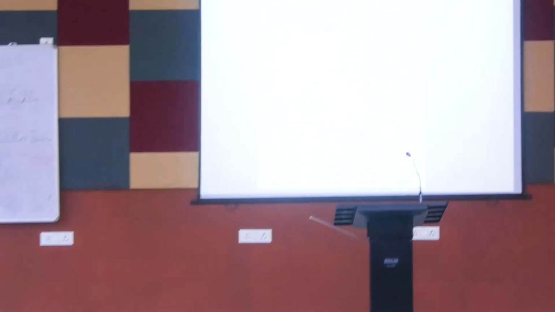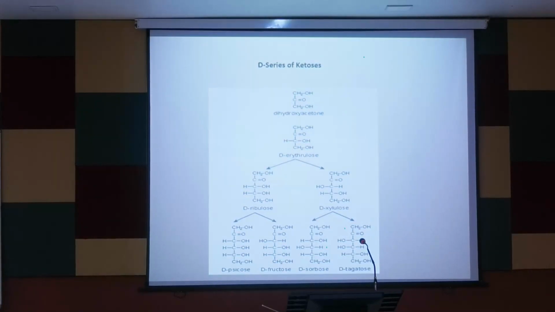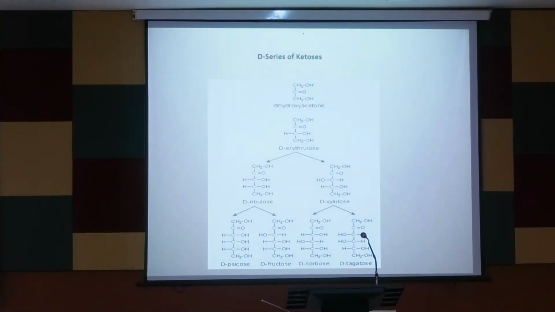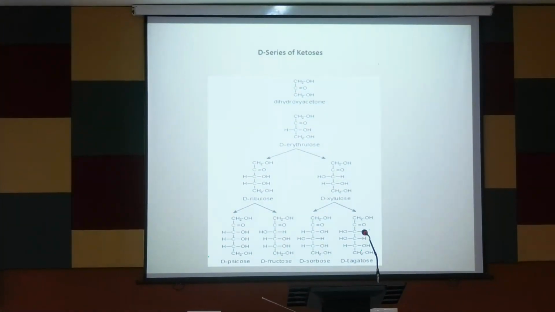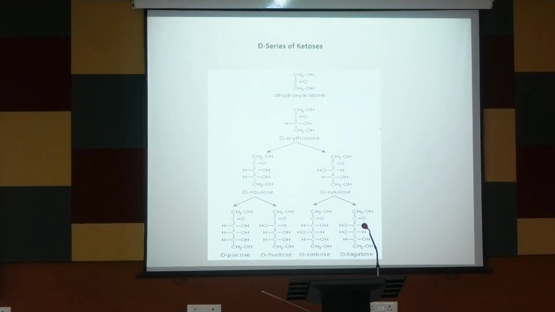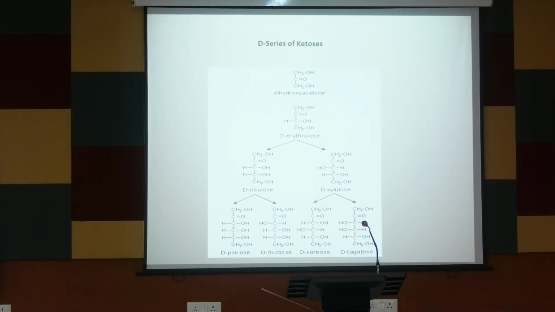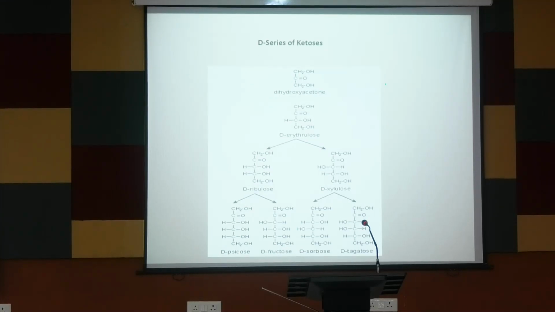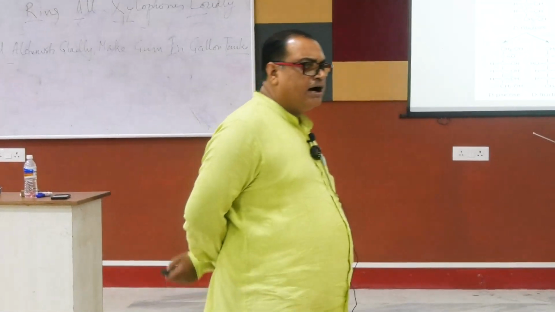Similarly, for ketose sugars, do we have any series? Yes, we do. For D-ketoses, we start with dihydroxyacetone, the first member, a triose, keto-triose. Next step, it forms only one form. The other form is not available. Tell me why.